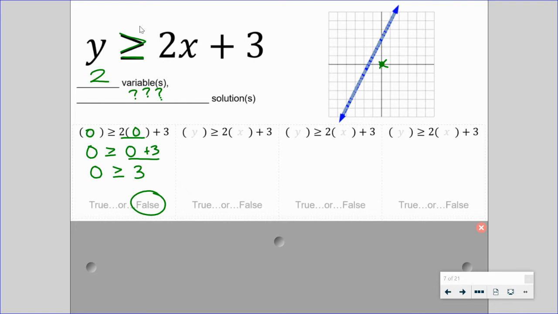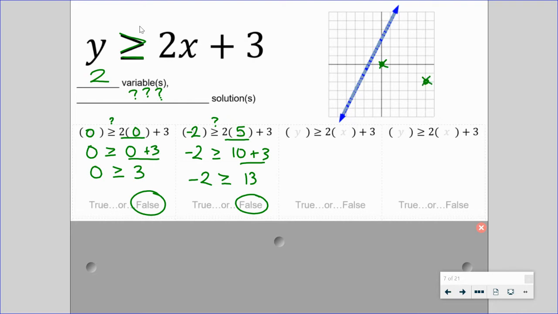Let's try another point, just for kicks, something down here in the fourth quadrant. So let's try the point where x is 5 and y is negative 2. I'm going to put a little question mark up here. So 2 times 5 is 10, 10 plus 3 is 13, and we still have a false statement.